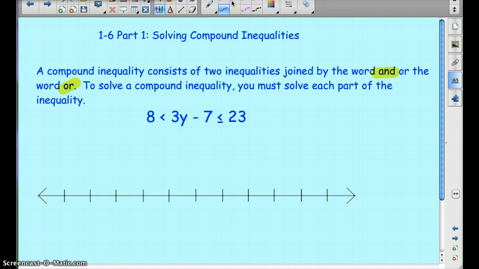So this one would be an "and", because if you notice, it's conjoined with an intersection. And I'll show you what that intersection looks like. What we're going to do is isolate the variable. So I'm going to add 7, but in math class we don't leave anybody out, so we're going to add 7 to everybody.